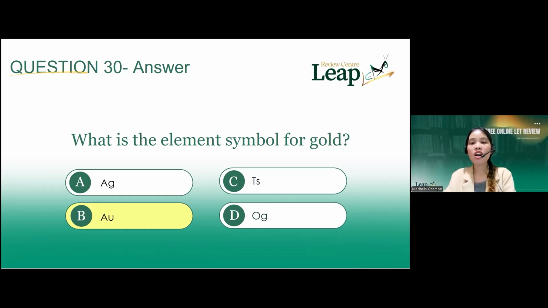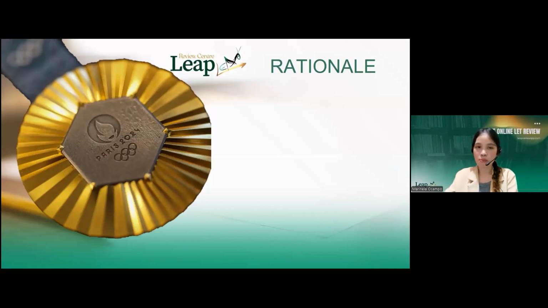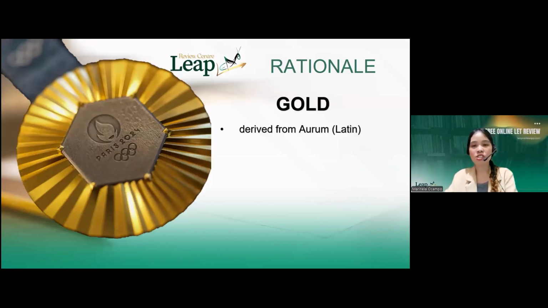But there are exceptions when it comes to other elements such as gold, wherein the symbol is actually derived from their Latin name. The Latin name for gold is aurum. So we have the element symbol AU. Similar to silver, the element symbol for silver is Ag, which means argentum in Latin.